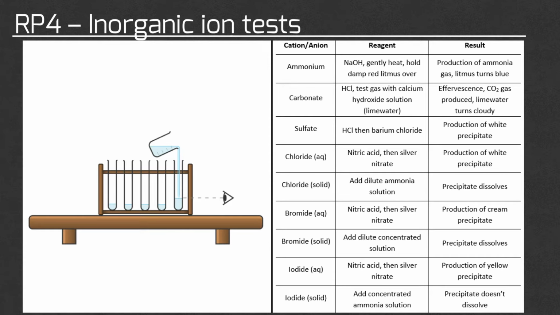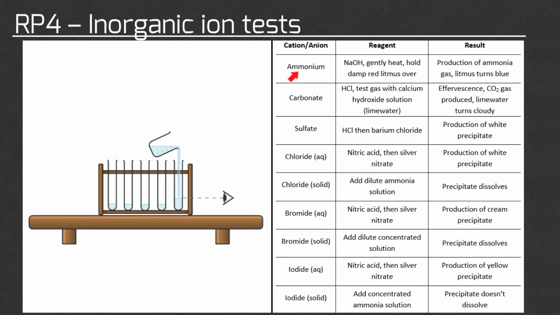Required Practical 4 looks at inorganic ion tests. For each of the various ions, you've got to know what reagent you would use to test for it and what the expected result would be. To do the practical, you would add the reagent to a test tube containing the sample and observe the results.